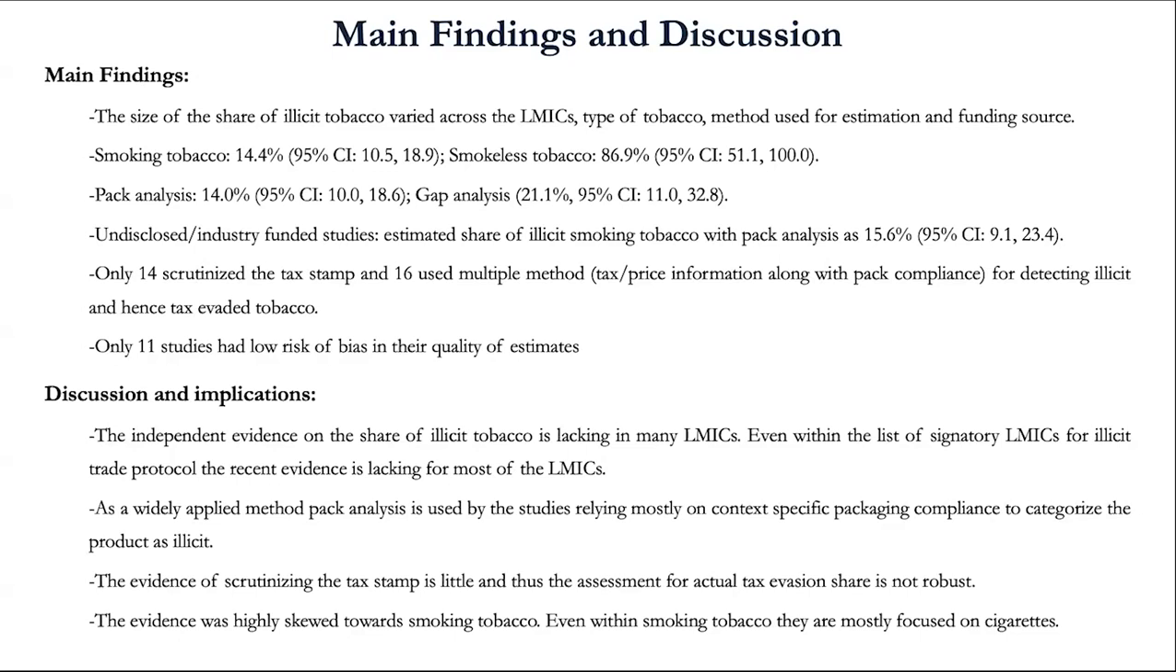Another finding was that there is a low number of high quality studies. Only 11 studies had low risk of bias in their quality of estimates. So what are the implications of these results? We can see that there were 48 studies, published during the period 2012 to 2023, and the evidence represents 39 low and middle income countries.